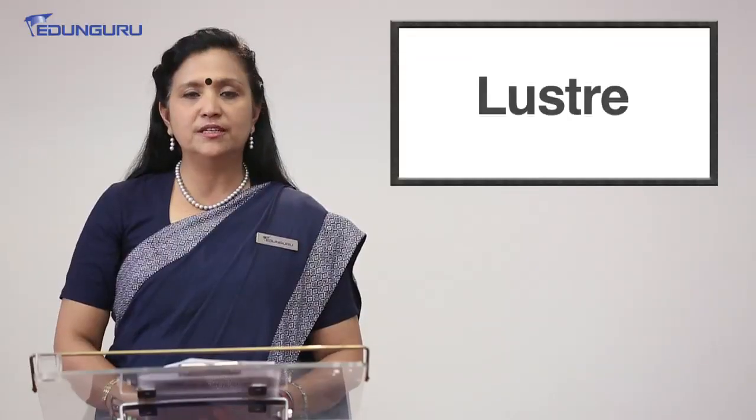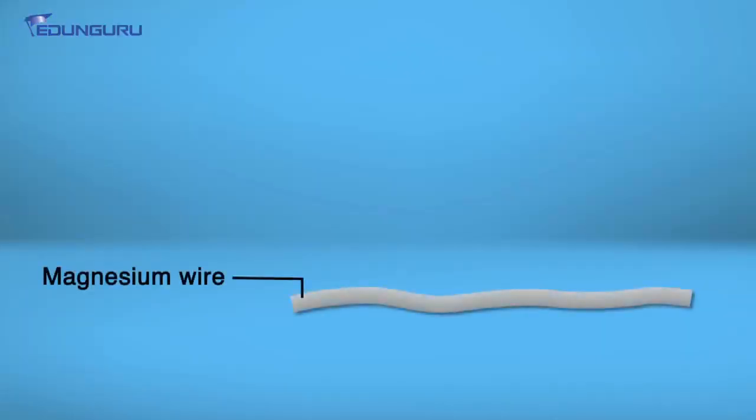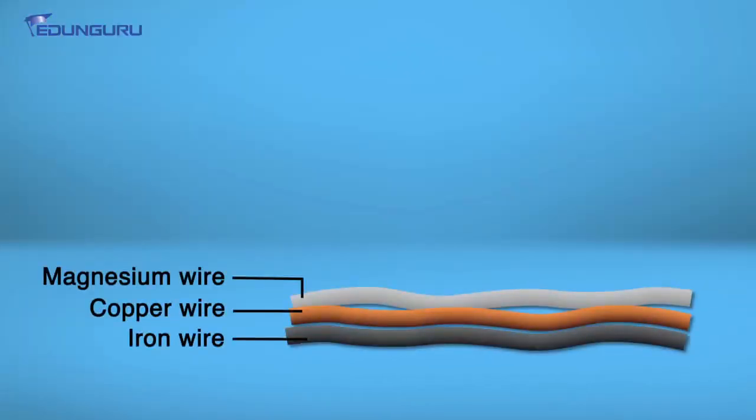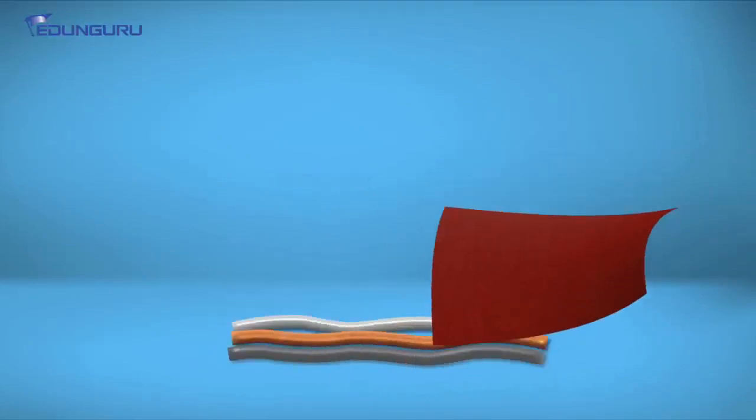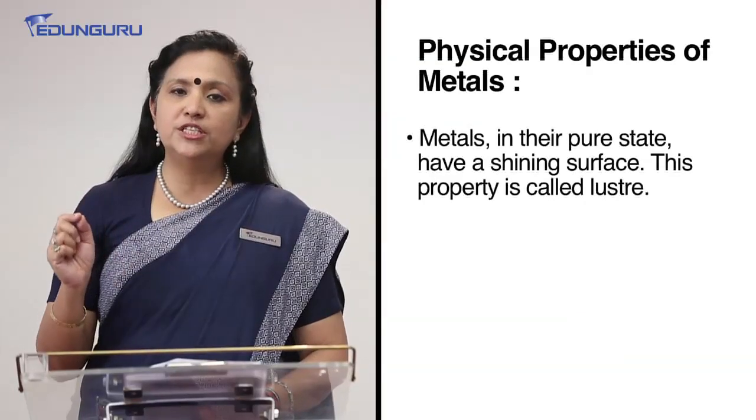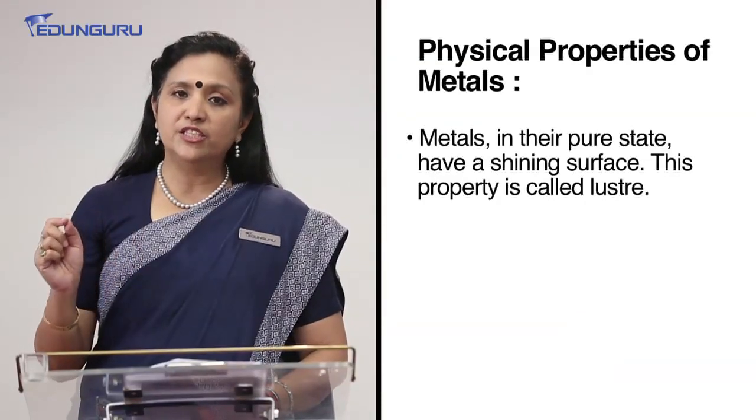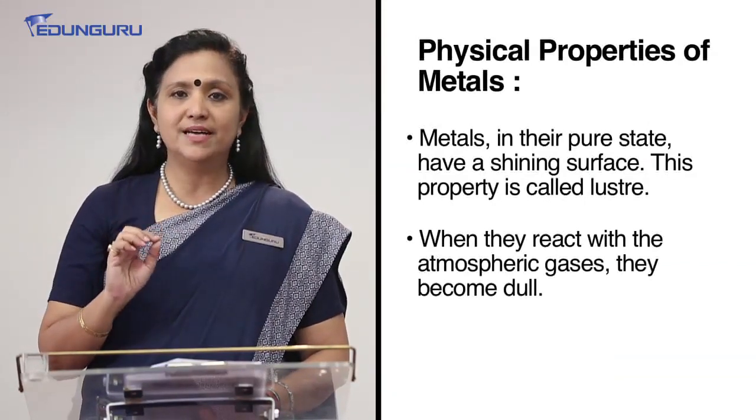The first physical property that we are going to discuss is the luster. We all know that metals have a luster. Let us see this with an activity. We can take a few examples of magnesium wire, copper wire and an iron wire. Now when we see this, we will see that it is slightly dull. We will clean it with a sandpaper and we will see that it has a luster. So metals in their original state have luster, but when they react with the atmospheric gases, they become dull.